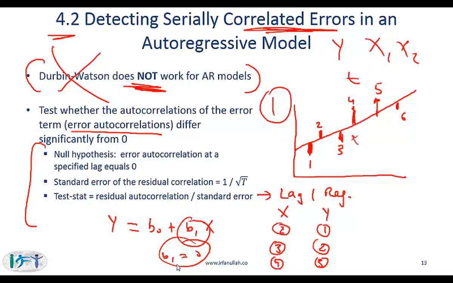What do you want b1 to be? You actually want it to be 0. So you want a situation where the null hypothesis is not rejected, because if b1 is equal to, let's say, 0.5, and based on the t-stats you cannot reject the null hypothesis that b1 is 0, then you have a problem. You have an autocorrelation problem.